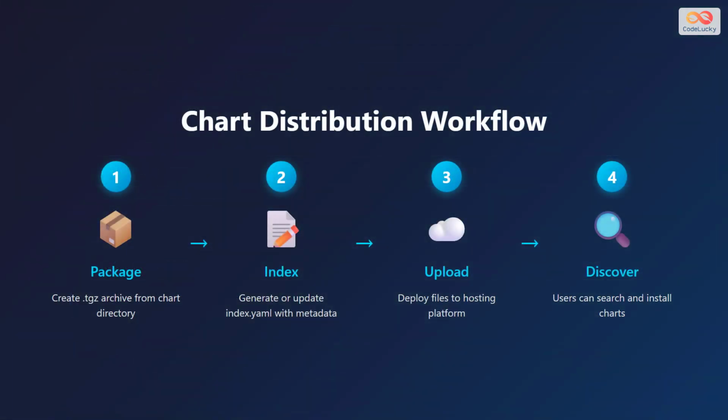Distributing charts follows a 4-step workflow. First, package your chart directory into a .tgz archive using the helm package command. Second, generate or update the index.yaml file with metadata about your chart using helm repo index. Third, upload both the packaged chart and the index file to your hosting platform, whether that's cloud storage or an artifact repository. Finally, users can discover your charts by adding your repository and searching for available packages. This workflow ensures charts are properly cataloged and accessible to consumers.